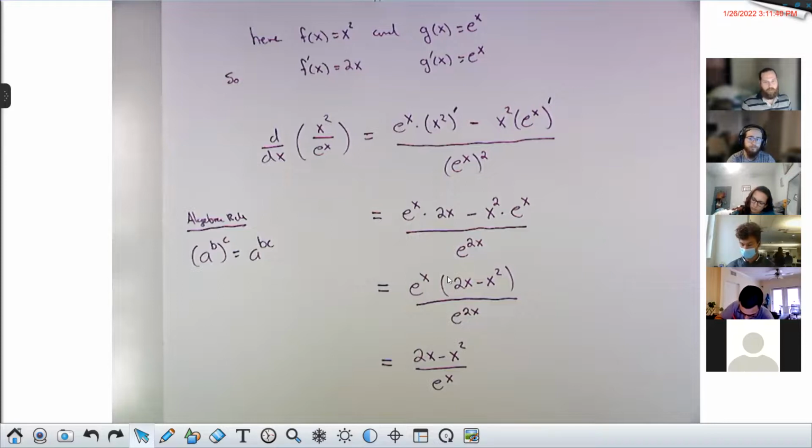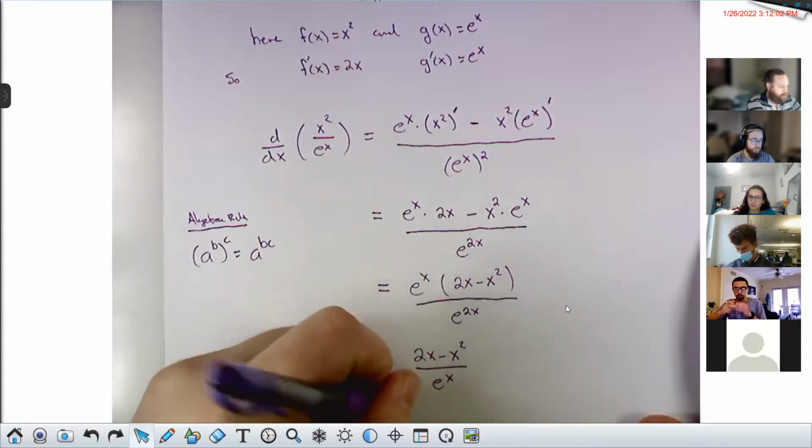And then canceling the e to the x with the e to the 2x, I'm using a similar rule. You could, if you want, just think of this as e to the x times e to the x, and you cancel one of them. But these algebra steps are the big challenge in Calc 1. It's getting to a place where you can manipulate the expressions comfortably and use them to do other stuff.